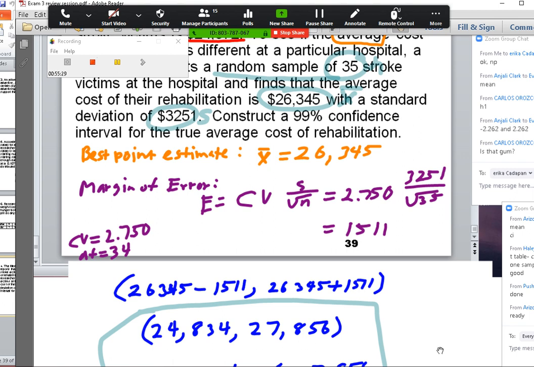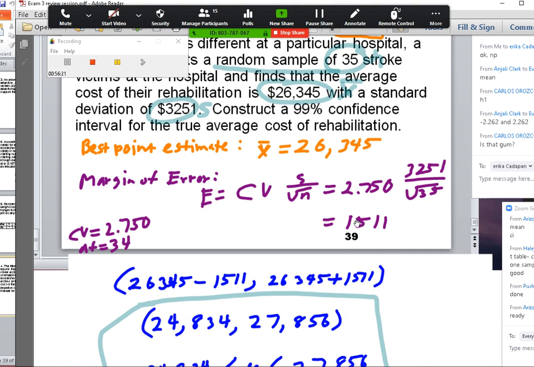So for the exam, just use up to 30, but for anything between 30 and 40, just use 30 for all those, if you can. It would make my life a little bit easier when I grade them all. All right, cool, thanks. So 1511, that's my margin of error.